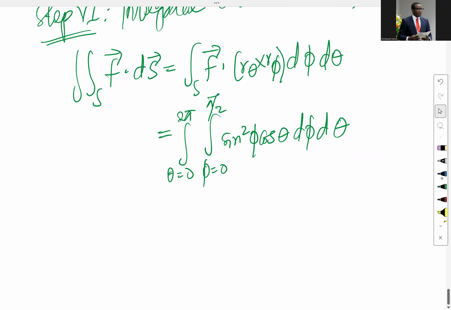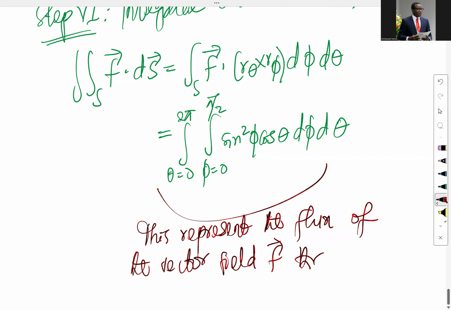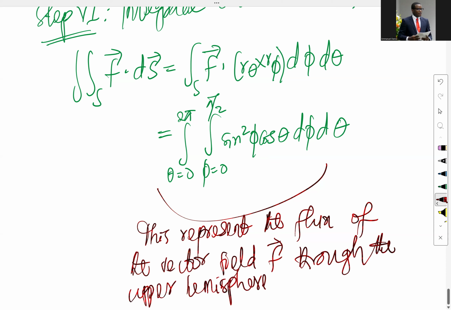So in short, this now represents the flux of the vector field F through the upper hemisphere of the unit sphere. And that goes.